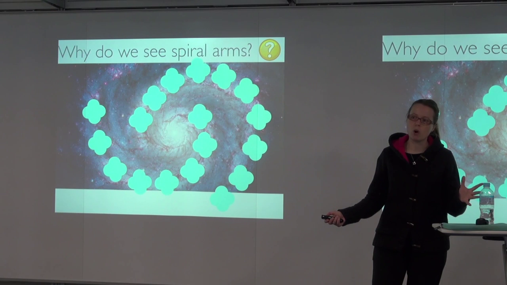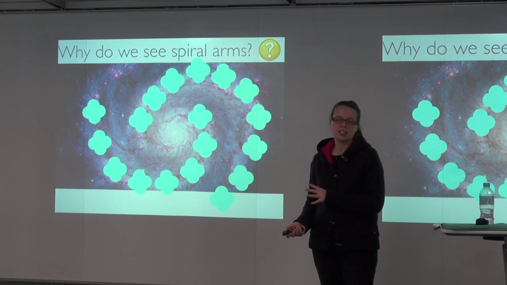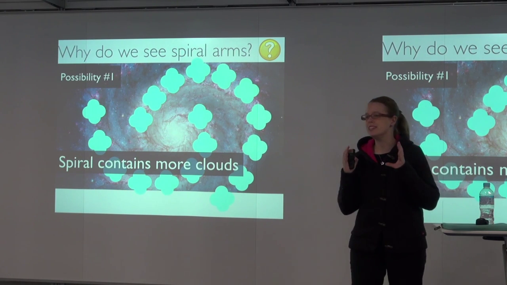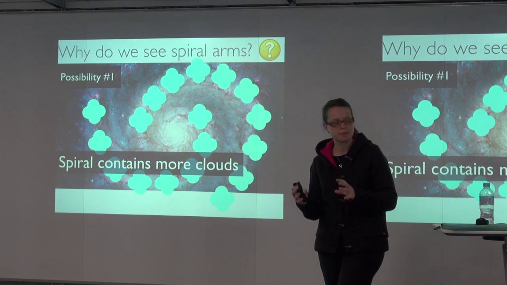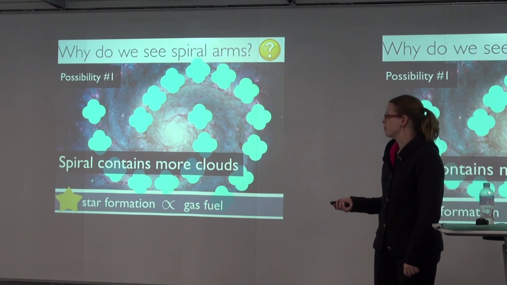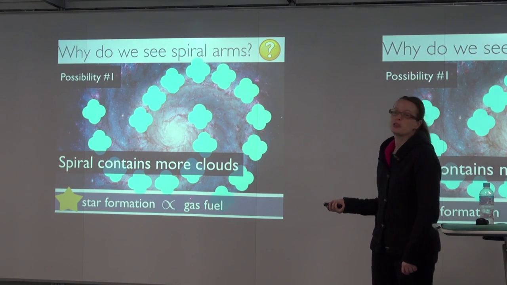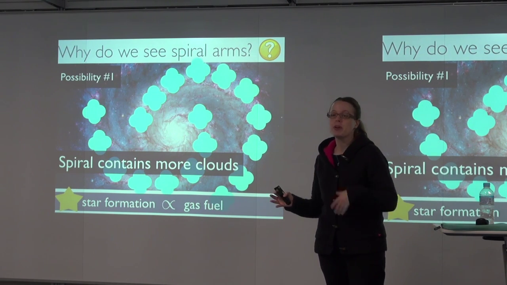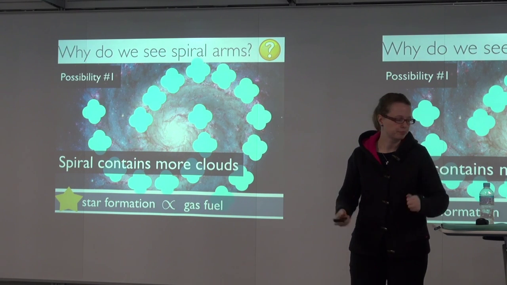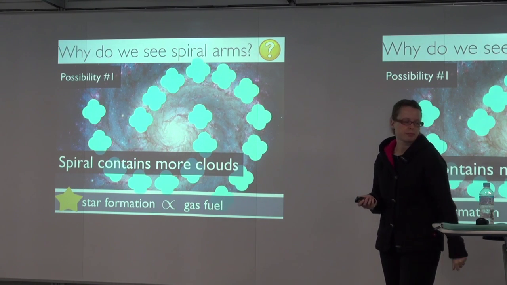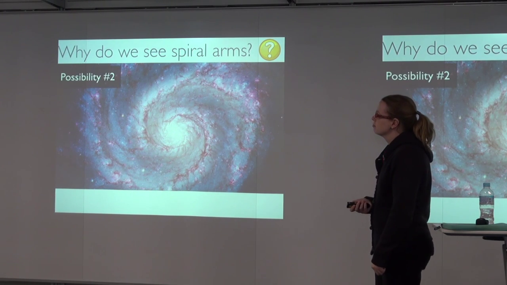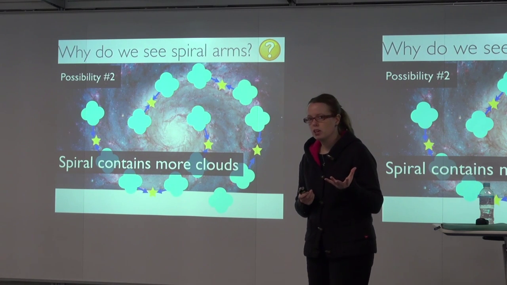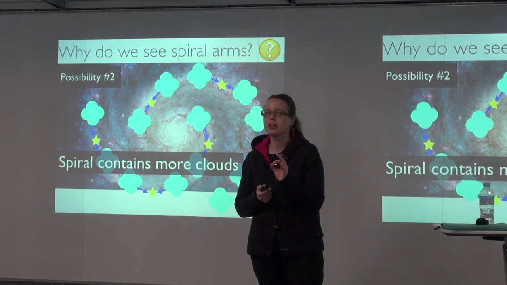So possibility one for why there are more stars in the spiral is very simple. The spiral contains more of these gas cloud star nurseries. So we very simply have that star formation is proportional to fuel. We've got more gas to make stars, therefore we get more stars. So that's option one. Option two is that the spiral contains more clouds, but that alone is not enough.